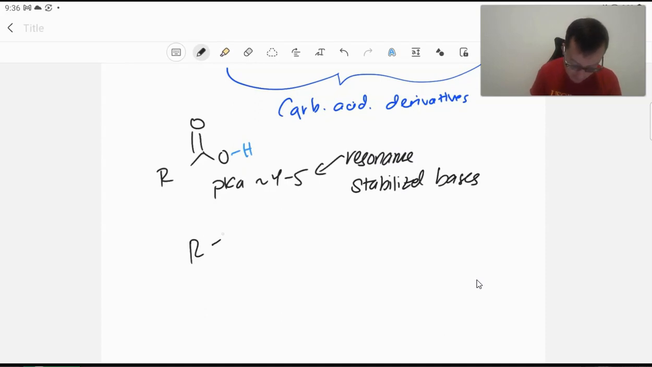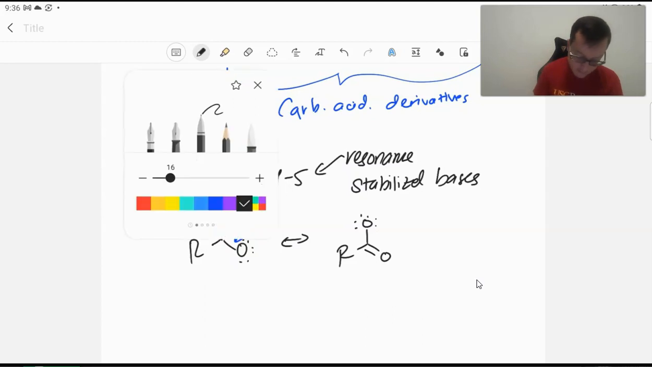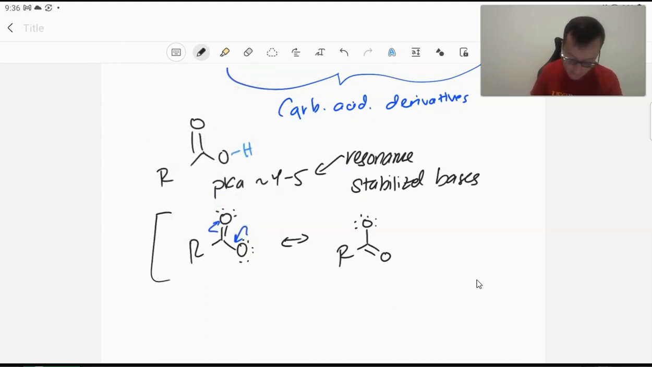So your base comes out and can resonate. And that's the reason that these are 10 to the 10 times more acidic than plain old alcohols, because of this resonance. So it's an extremely strong effect.